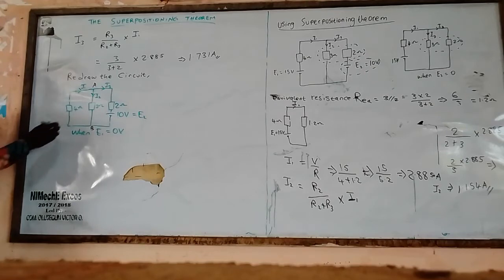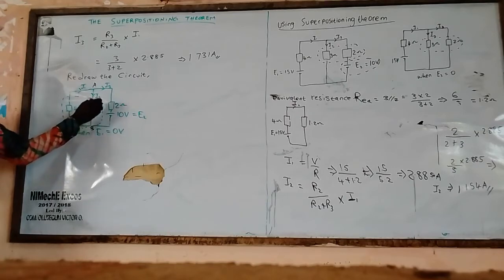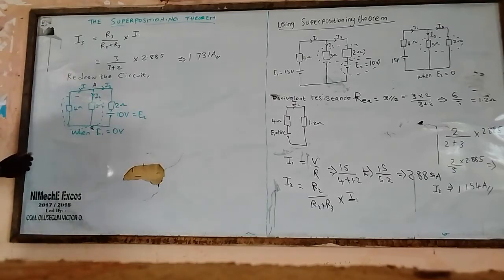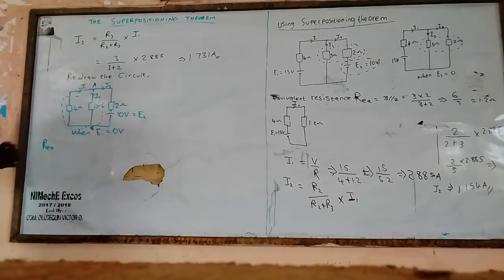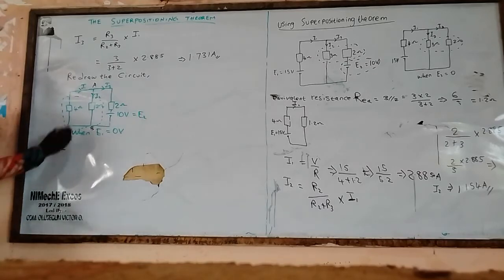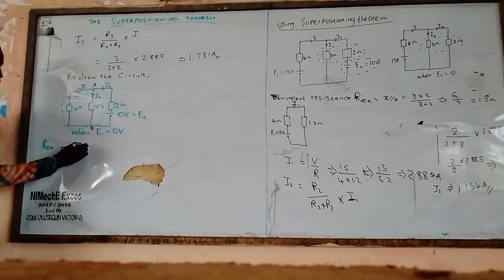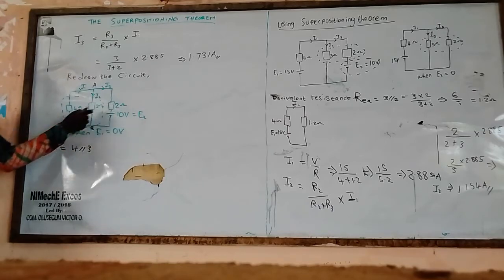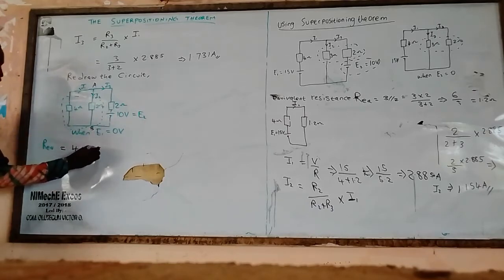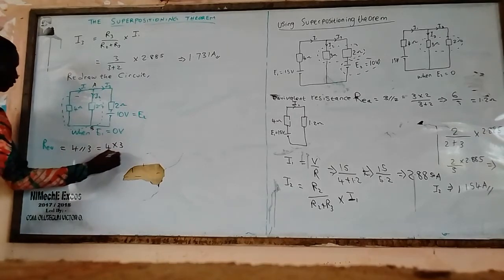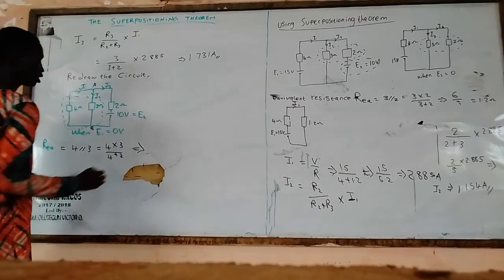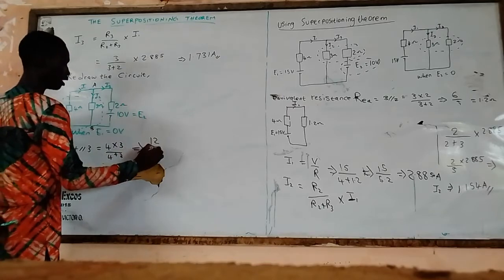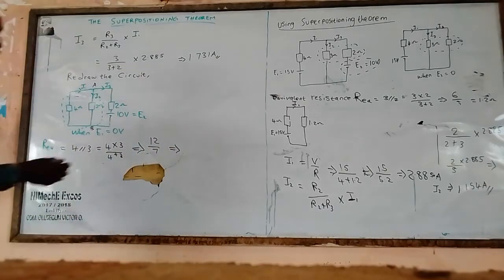Before I look for I3, we're going to look for the equivalent resistance at this point. Our equivalent resistance will be 4 parallel 3, because this is what we are dealing with, so we don't move it. It's 4 parallel 3, meaning 4 times 3 divided by 4 plus 3. If you have any question, inbox us. So this is going to be 4 times 3, which is 12, divided by 7.